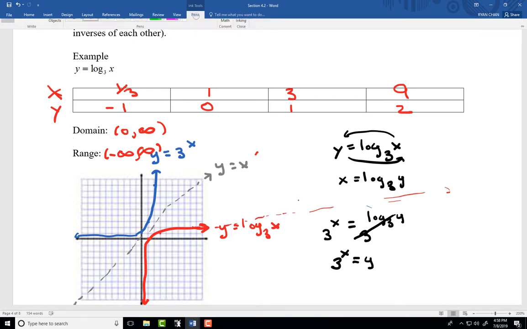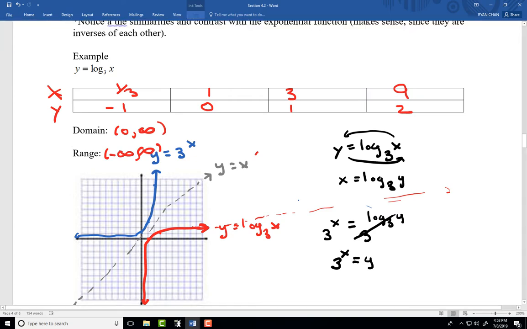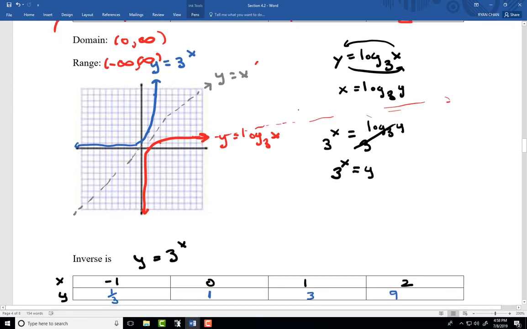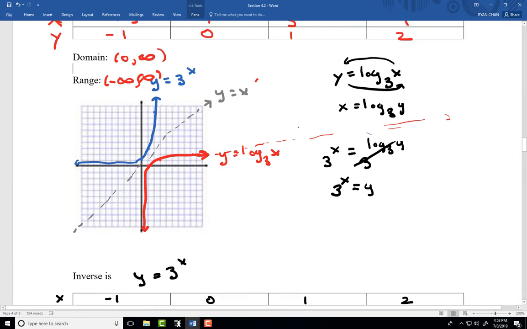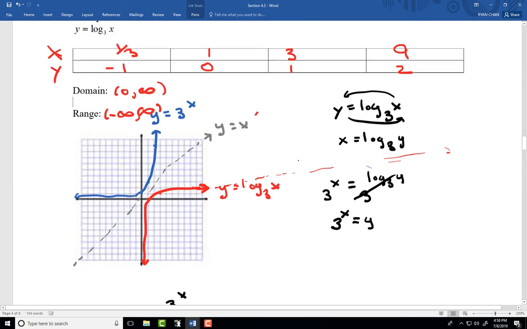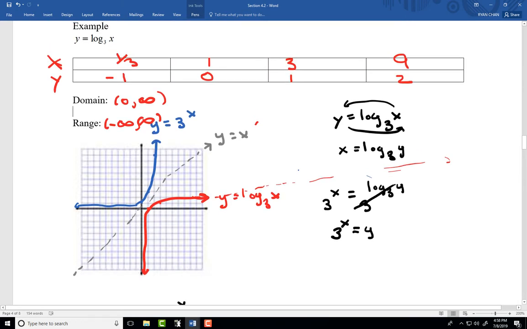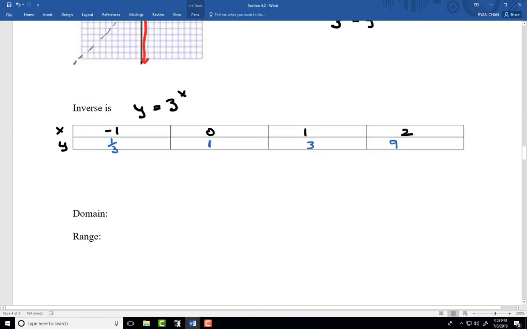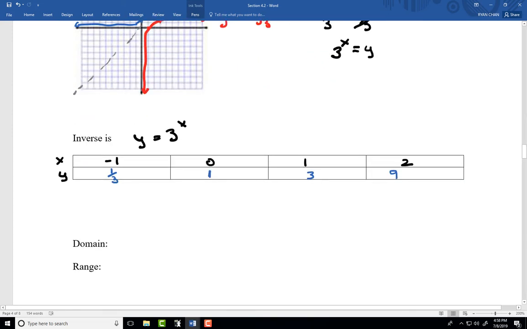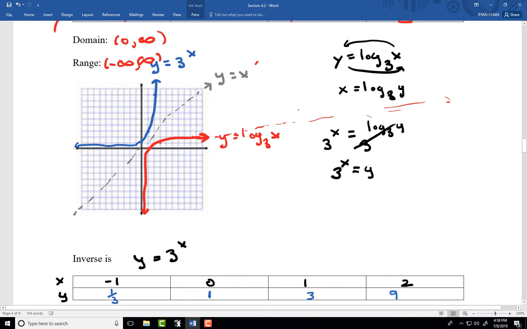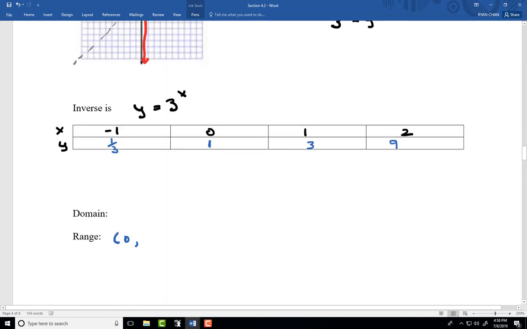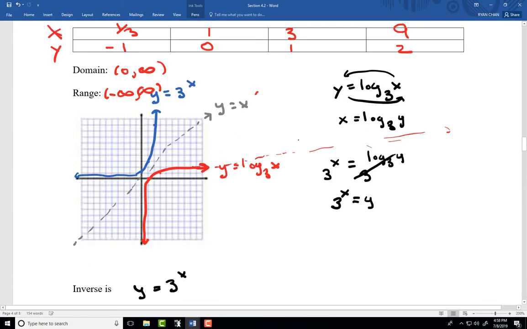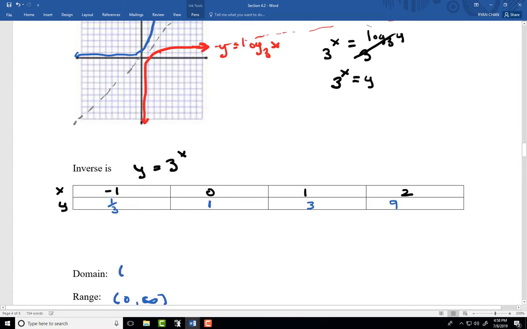Now, what is the domain of my inverse? The domain of my inverse, remember, is going to be flipped from my original. So the domain and range of my original, which is log base 3 of x, will flip when it goes to y equals 3 to the x. My domain was 0 to infinity. This one will become my range, and then the range of my original will become my domain.